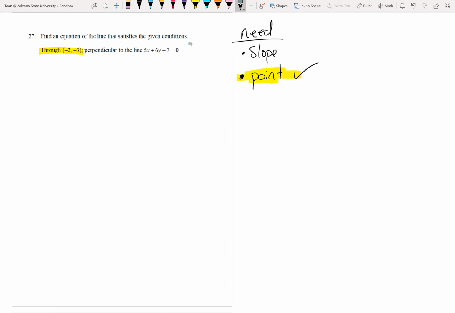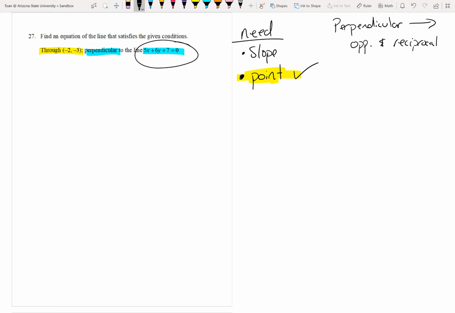But if you read the whole thing, it doesn't flat out say, hey, your slope is this. All it tells you is it's perpendicular to this line. So what this question is testing you on is, do you remember what perpendicular means when it comes to slope? Why am I thinking of slope? Well, because that's what we need. We have to remember that perpendicular means opposite and reciprocal slopes. So I need to take the opposite reciprocal of that slope.